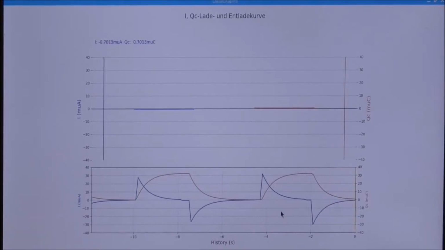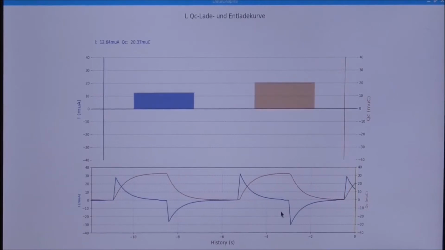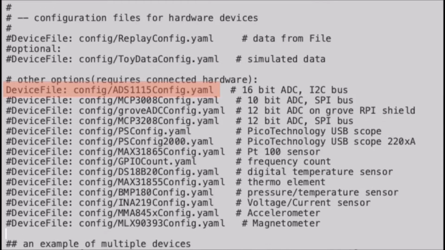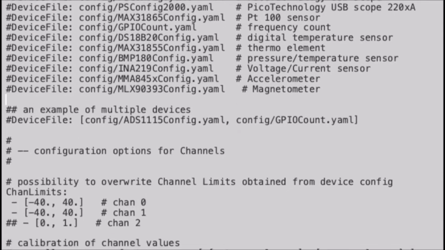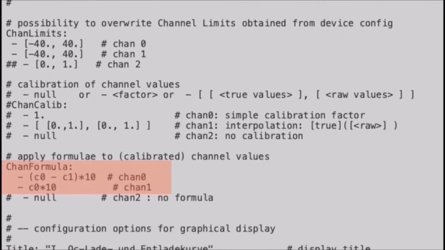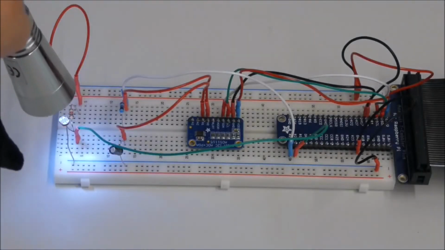The voltage across the capacitor is converted into a digital signal with an analog to digital converter. In the PhyPiDAQ configuration, one can use formulae for displaying directly the amount of charge stored on the capacitor.